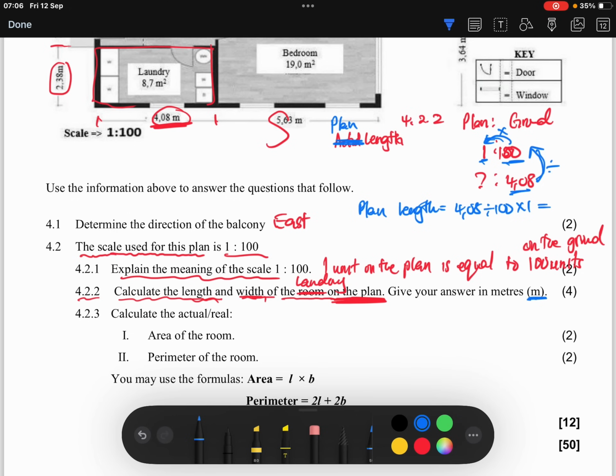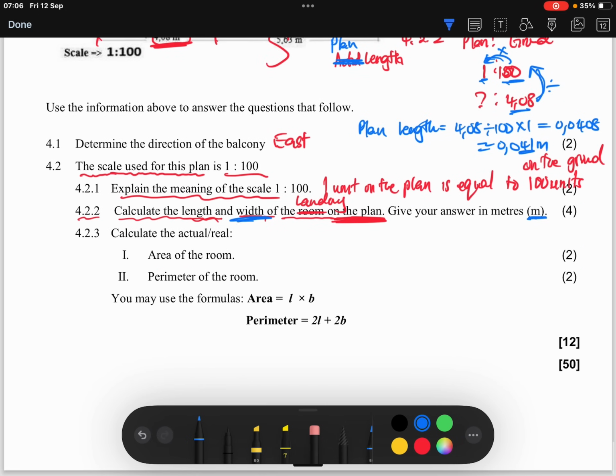So the answer there is going to be 0.0408, right? And then we round off to the decimal place. It's going to be 0.041 meter. Okay, we're going to leave it in 3 decimal places. Now let's look at the width, which is the breadth. The plan width now.